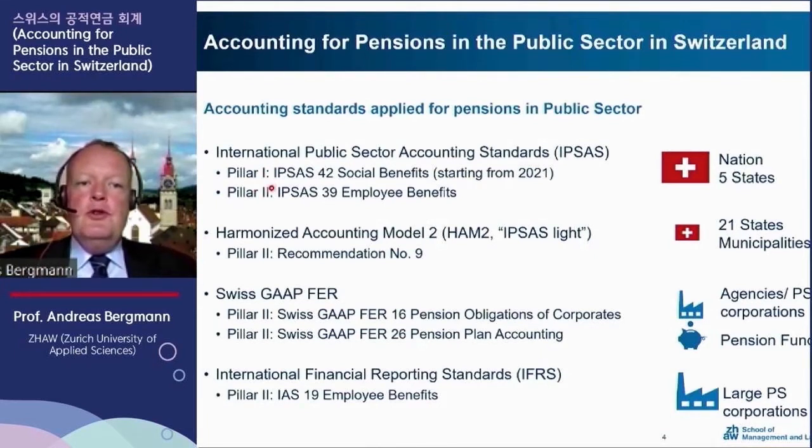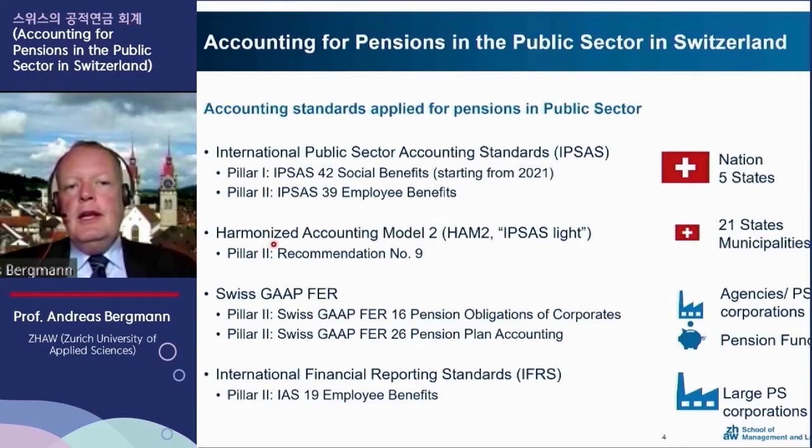Pillar 2 is an employment-related scheme. So it is actually a scheme which relates directly to what is called an employee benefit in IPSAS 39. And therefore, we have sort of the same distinction that the IPSASB has made, distinguishing between IPSAS 39 and 42 for our Pillars 1 and 2.